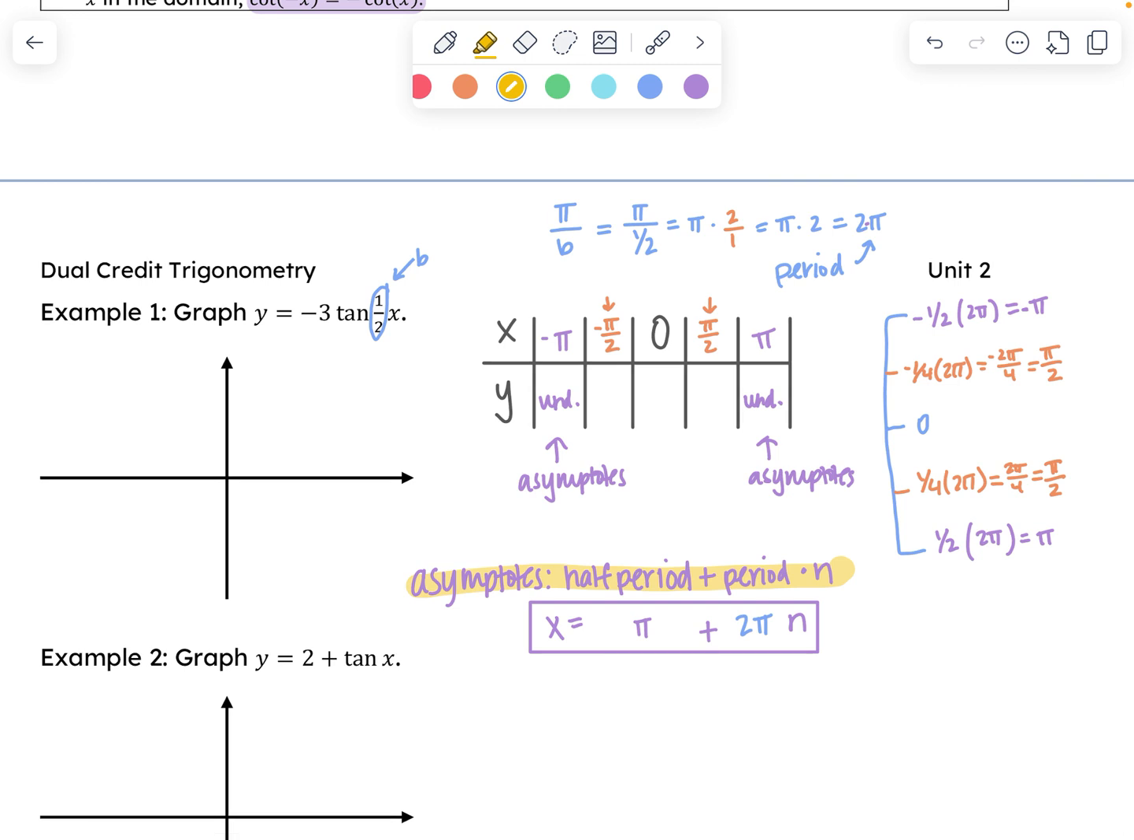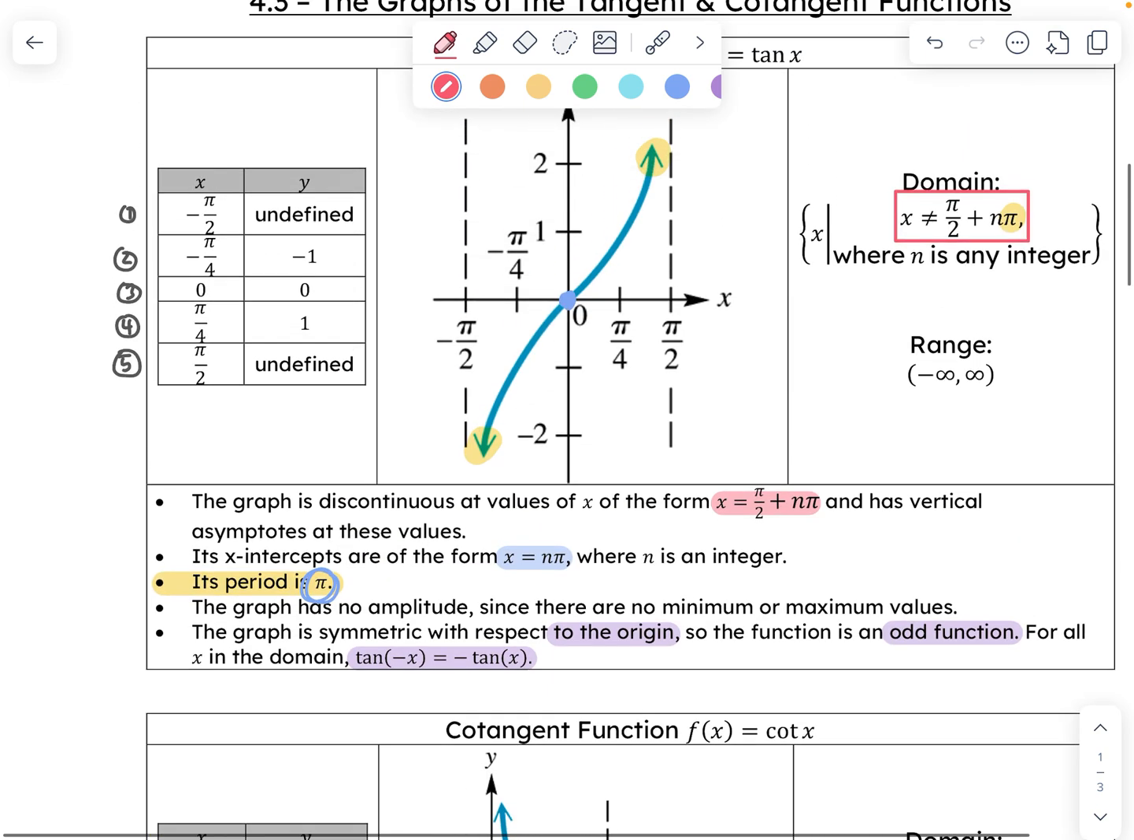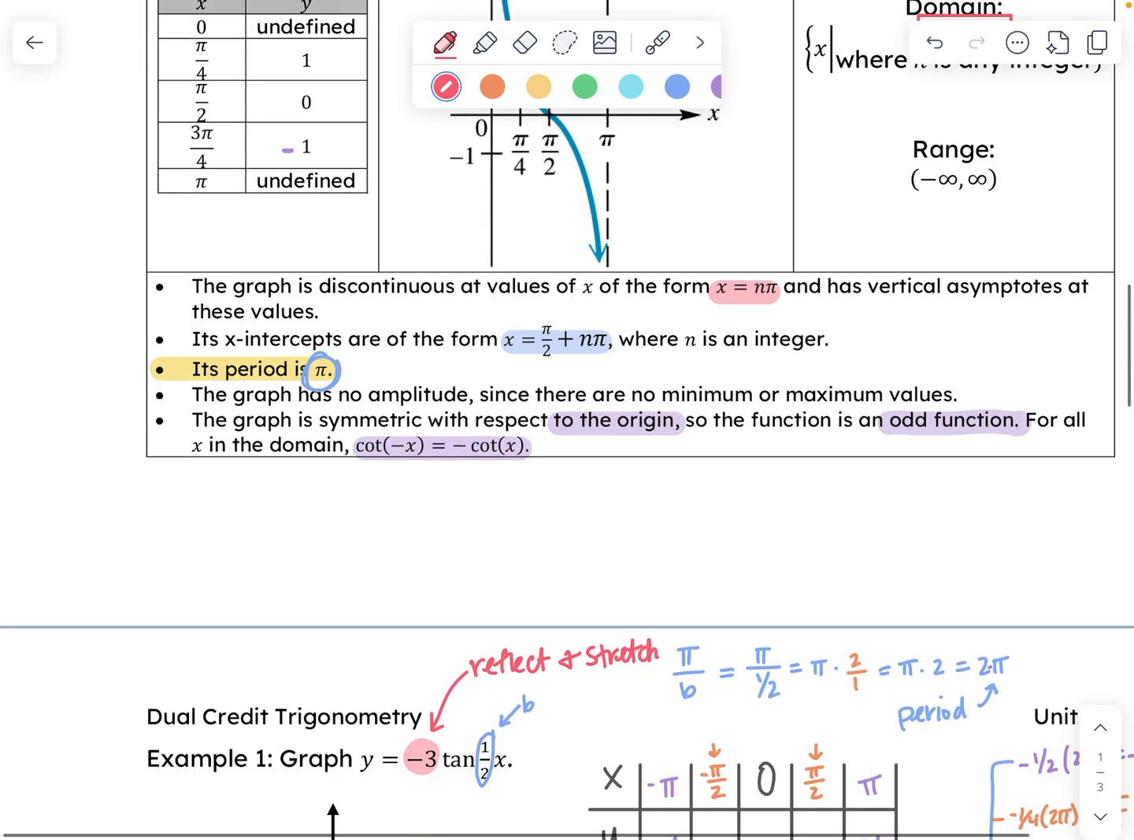Now to fill in those middle points, we are still going to use our coefficient up here with our transformations like we did with our sine and our cosine for our amplitude, but we're just not going to call it amplitude because it's not a wave, so we don't technically have an amplitude. So if I have that -3, that does mean that I'm going to reflect and stretch by 3. So if I am reflecting and stretching by 3, normally for the tangent, we would have right here a -1, 0, and then a 1. So those are going to be what's changing.